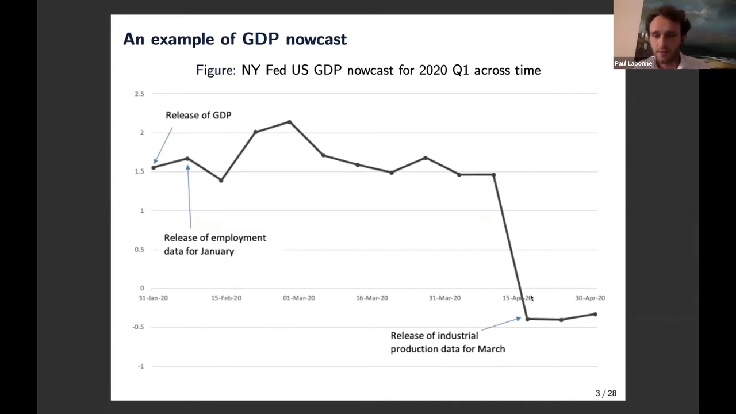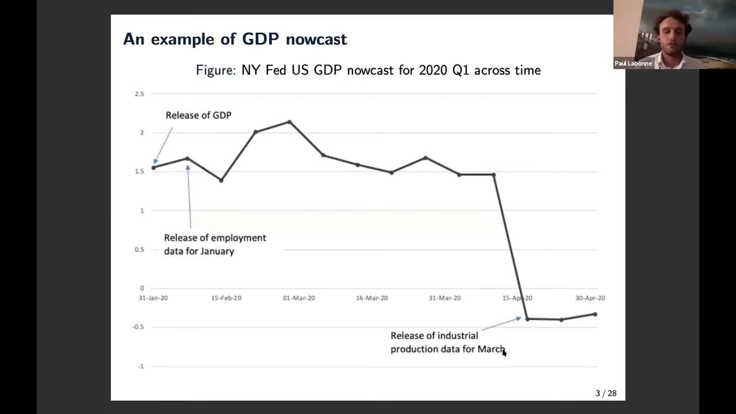We can see that mid-April, there is a big drop in the GDP number. Well, this is because the industrial production data started to show then the extent of the restrictions that the government put in place for the coronavirus pandemic. So this started to kick in mid-April.